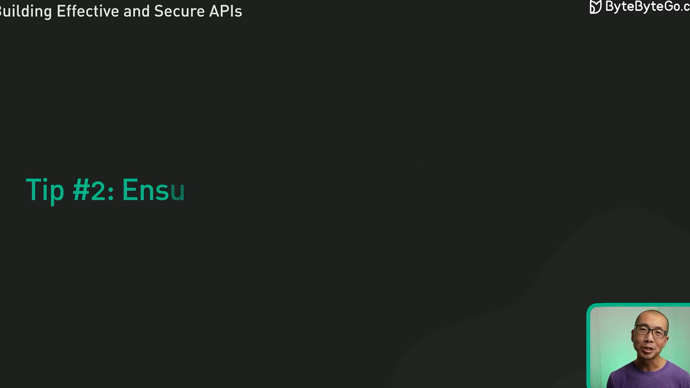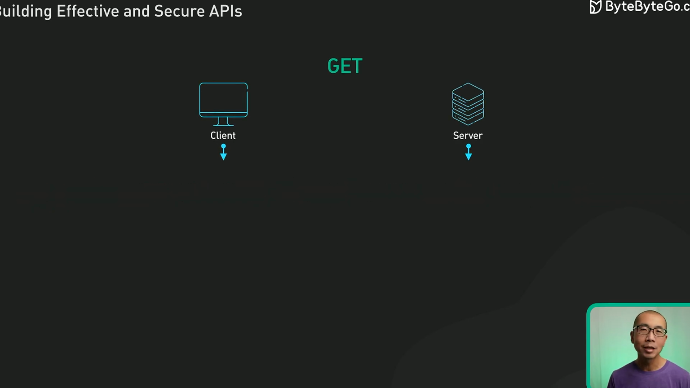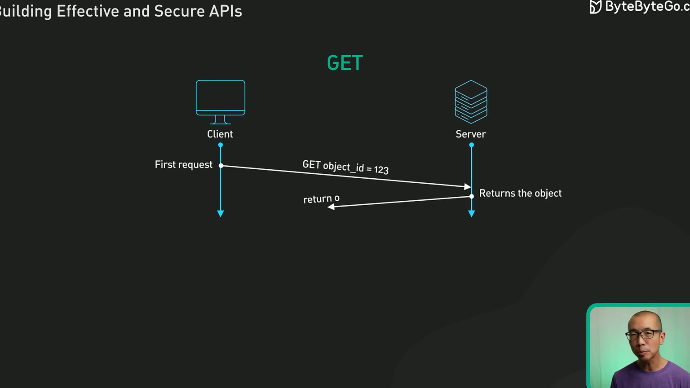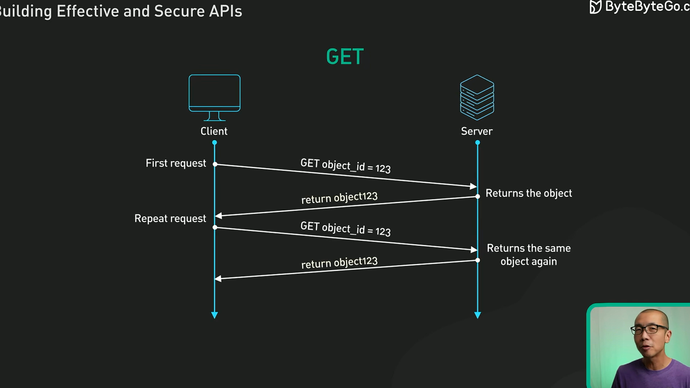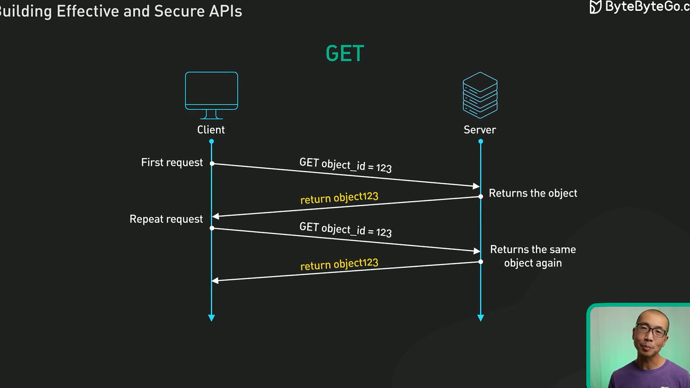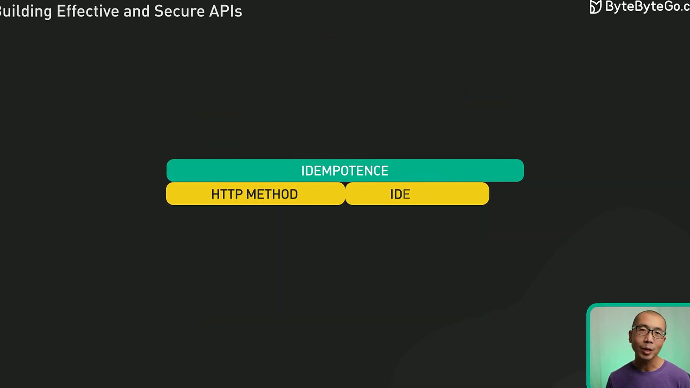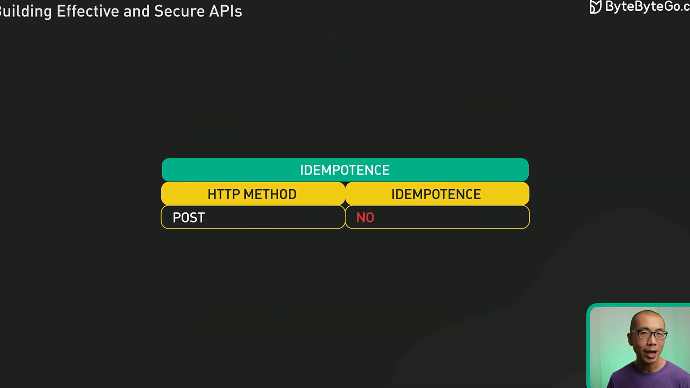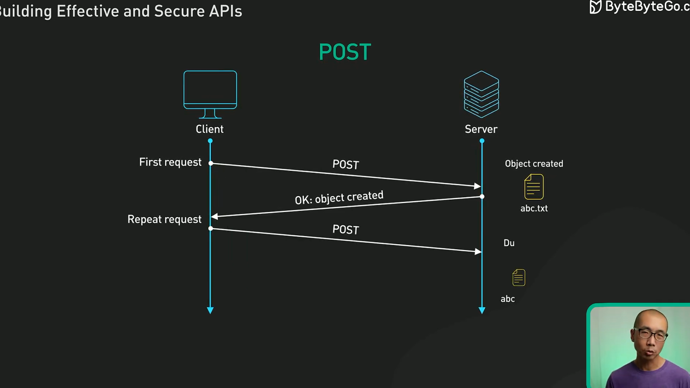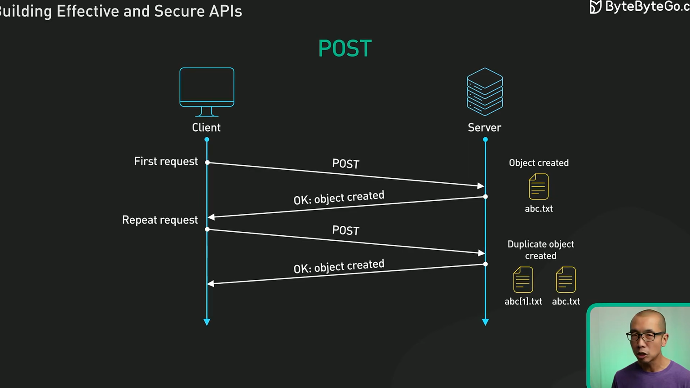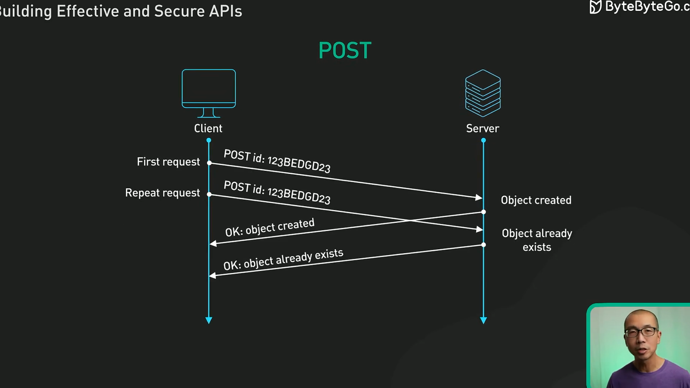Tip number 2. Ensure reliability through idempotent APIs. Idempotency means making the same API call multiple times has the same effect as calling it once. This concept is key for reliable APIs. It prevents bugs if requests get retried, which is common. Typically, POST requests that create resources are not naturally idempotent. Sending the same POST request twice could duplicate that resource. We can add logic to deduplicate by requiring a client-generated unique ID on every unique request.